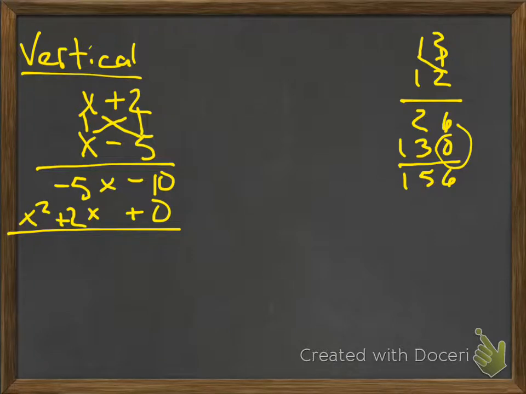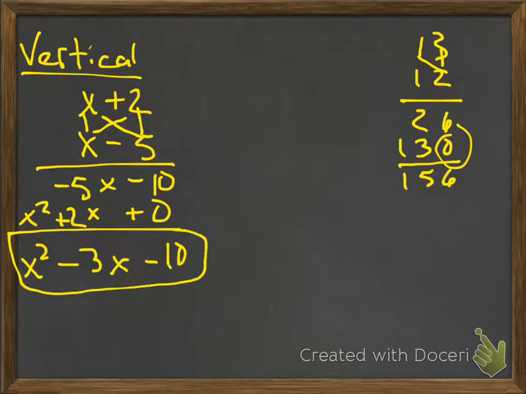So now I can just drop straight down and everything's already organized. This is why I like this method, because look, I can go x squared, negative 5 plus 2 is negative 3, and then negative 10 plus 0 is negative 10. And you're done. And that's the vertical method.